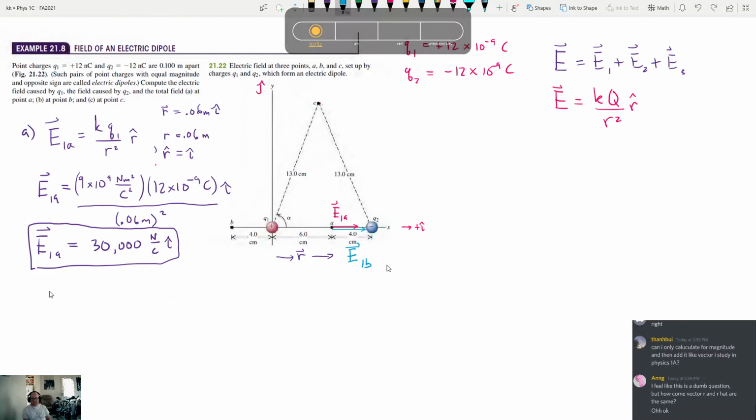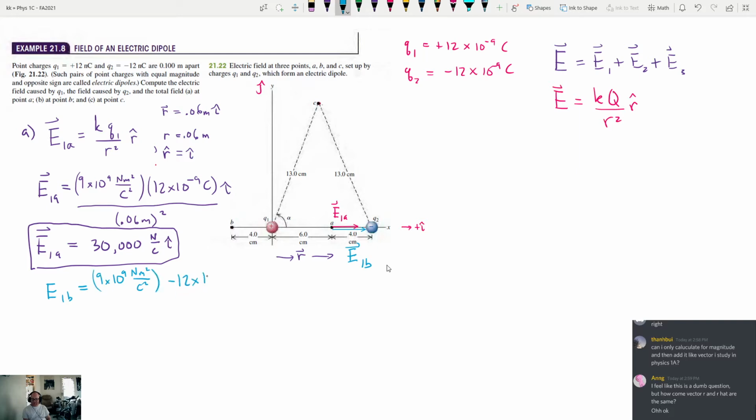Alrighty. For E1b, I might do this one a little more quickly. For E1b now, this one is equal to k times the charge. Can I just plug in the numbers? So it's going to be 9 times 10 to the 9. We're going to multiply that by the charge. The charge is negative 12. And what's the distance here? Let's figure this out. For B, what do we have? What is R magnitude equal to for B? What's the magnitude of R going to be for Q2?